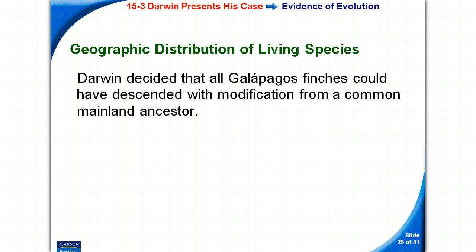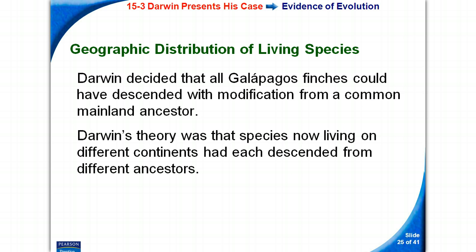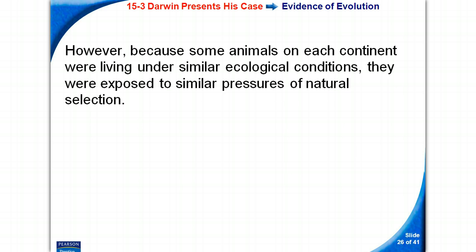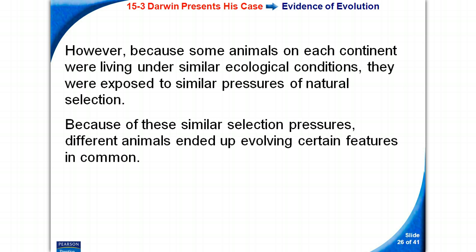Geographical distribution of living species. Darwin decided that all Galapagos finches could have descended with modification from a common mainland ancestor. Darwin's theory was that species now living on different continents had each descended from different ancestors. However, because some animals on each continent were living under similar ecological conditions, they were exposed to similar pressures of natural selection. Because of these similar selection pressures, different animals ended up evolving certain features in common.